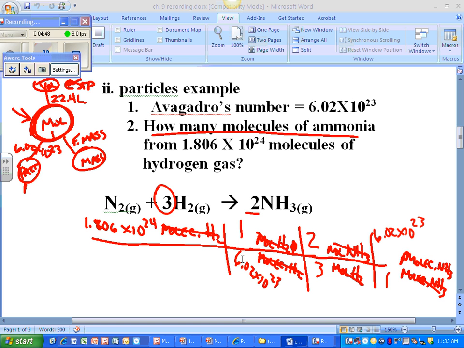Actually, this step and this step end up canceling, and I end up with 18.06 times 10 to the 24th times 2 divided by 3. Make sure your final answer has 4 significant figures. I'm not going to show what that actually totals. Not a big deal. It's more the process that we're looking at.